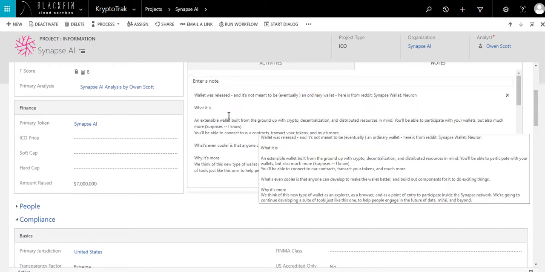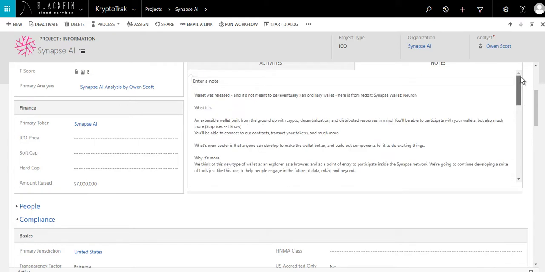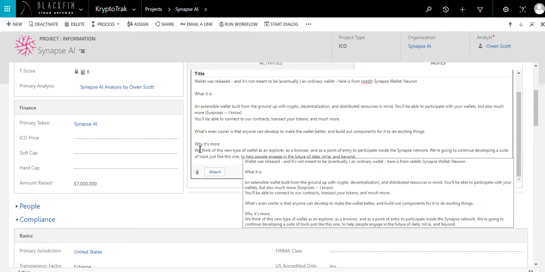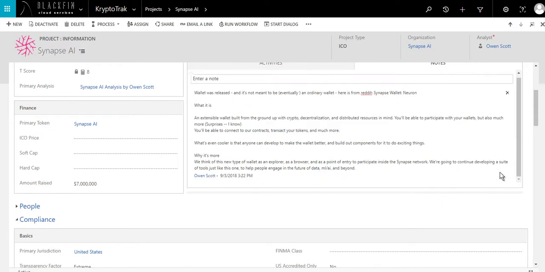I have a note here really quickly that the wallet was released fairly recently, and this wallet was kind of a big deal. It was a big deal because it's not your typical wallet. It's got an explorer, it's got a browser. They call it a point of entry to participate inside that network. And they have a lot of information. They're saying that they're going to continue to develop a suite of tools like these wallets. So I'm going to go ahead and post that there right now. That's a note that I put in.